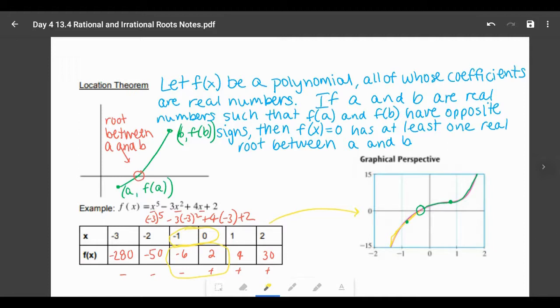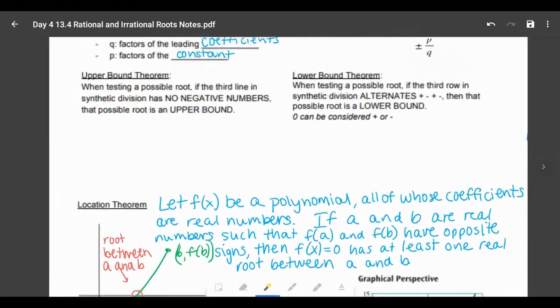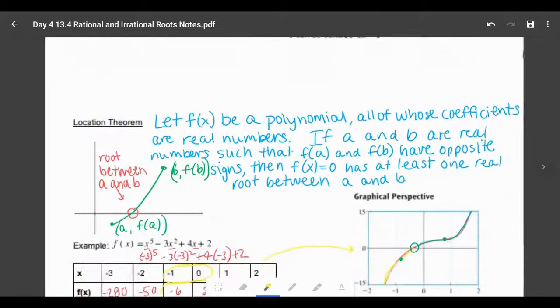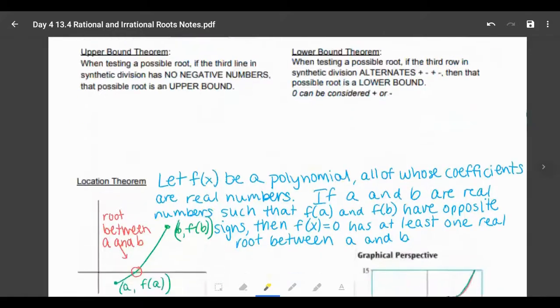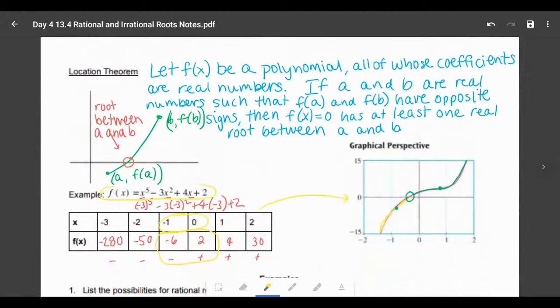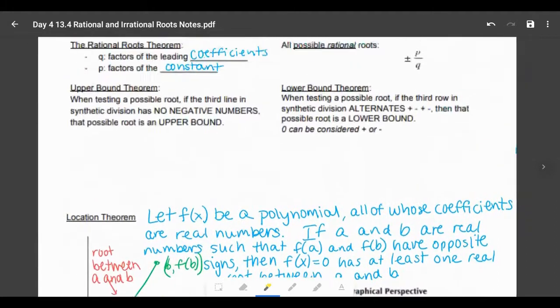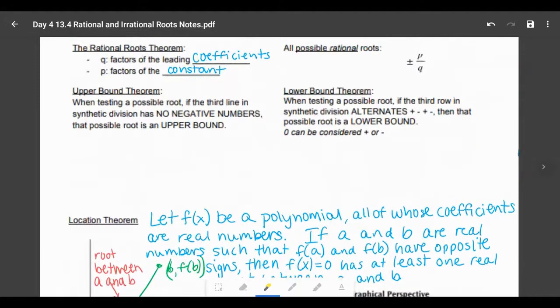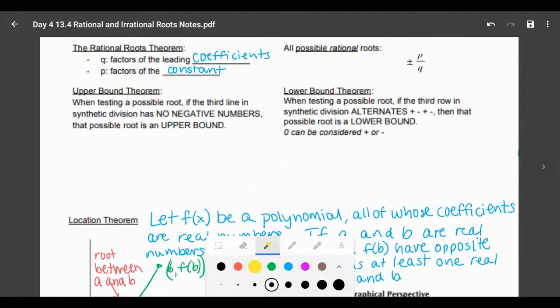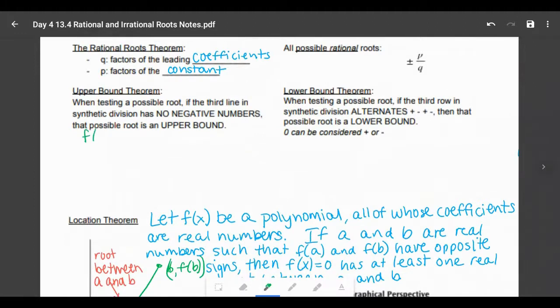All right, so let's go back to this upper bound and lower bound theorem. Let's use the equation from below. We're going to use this equation, and we're going to test to see what would be my potential upper boundary and lower boundary. So my equation, I'm just going to rewrite it, is f of x equals x to the fifth minus 3x squared plus 4x plus 2.